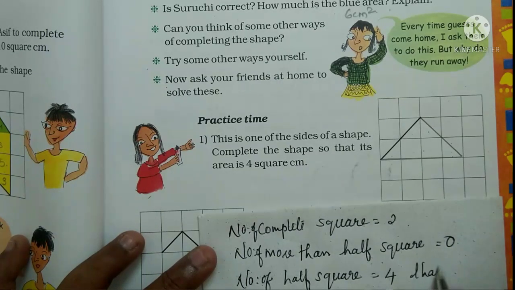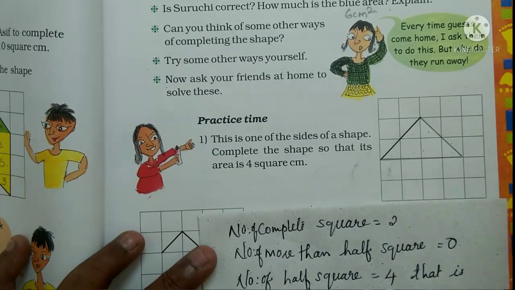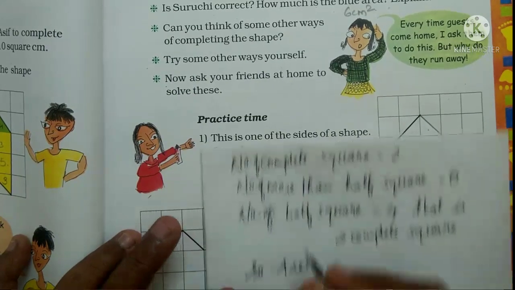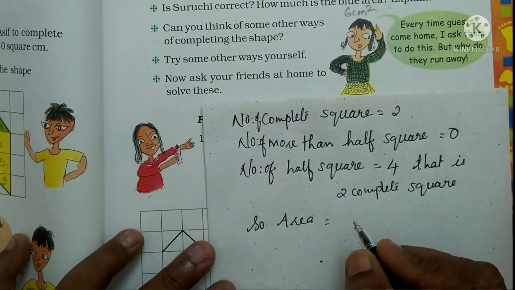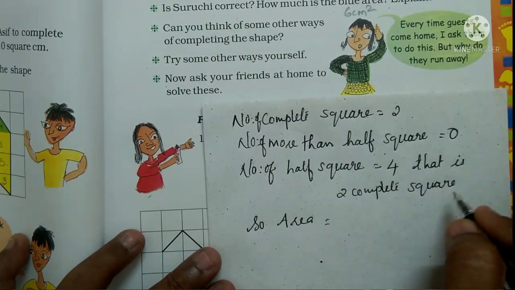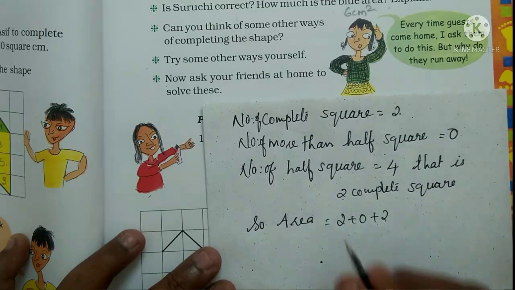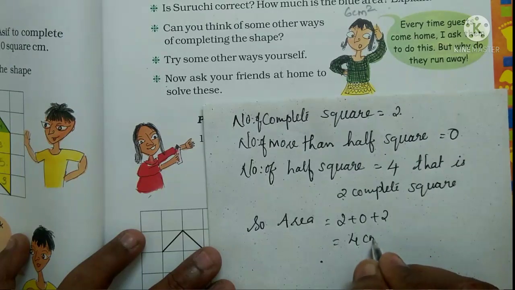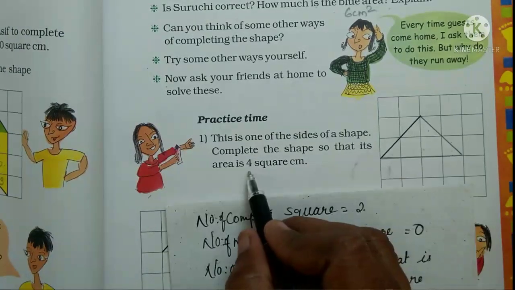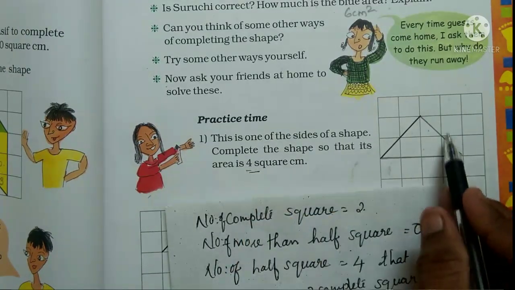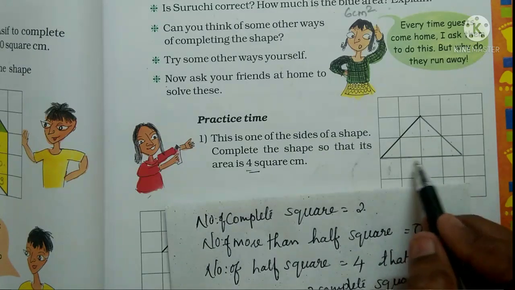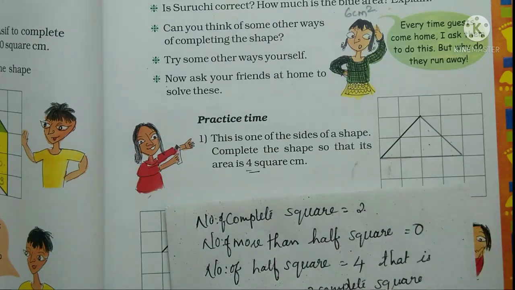That is 2 complete squares. So area is equal to 2 plus 0 plus 2. So the answer is 4 centimeter square. We got the answer 4 centimeter square. So if you are drawing like this, its area becomes 4 centimeter square.